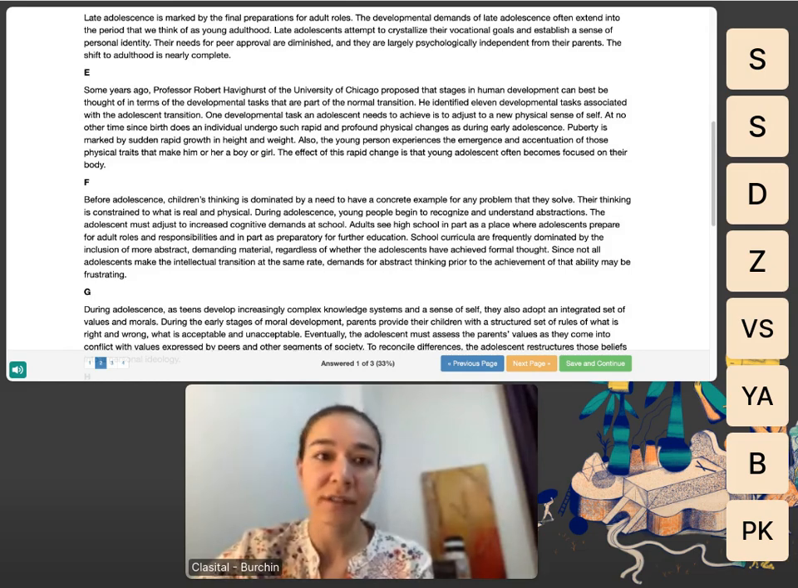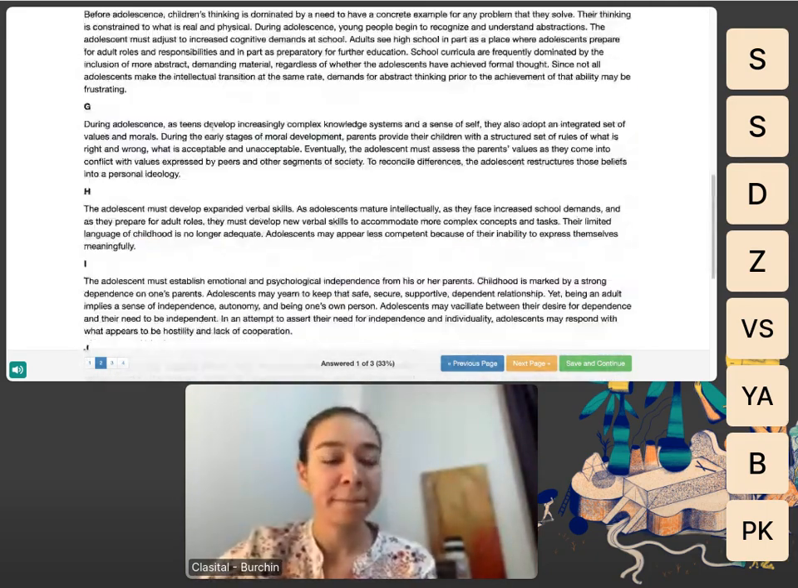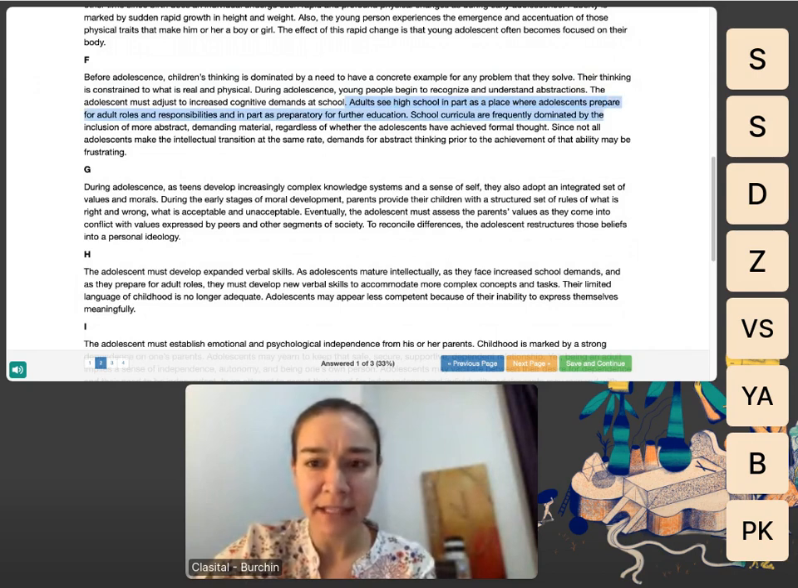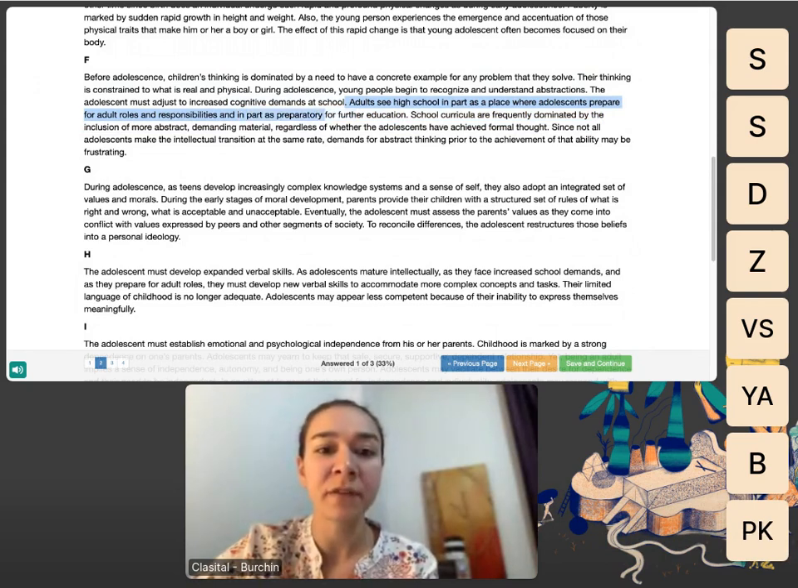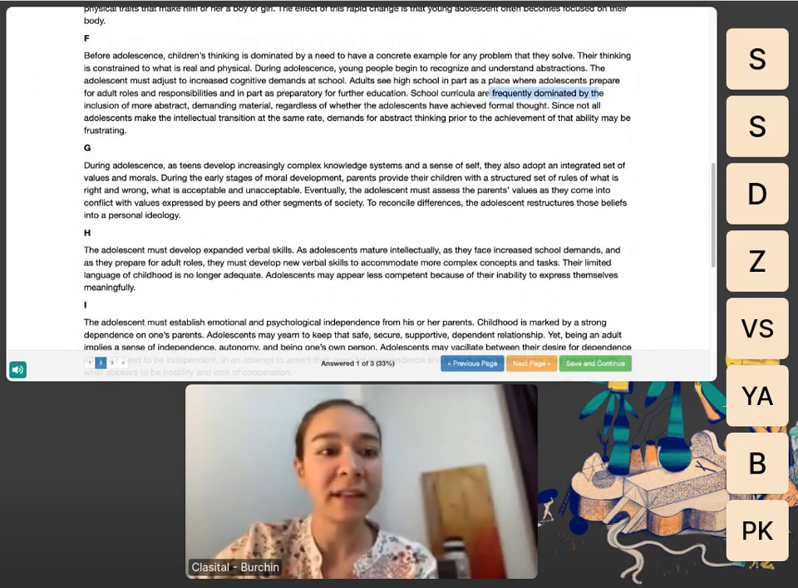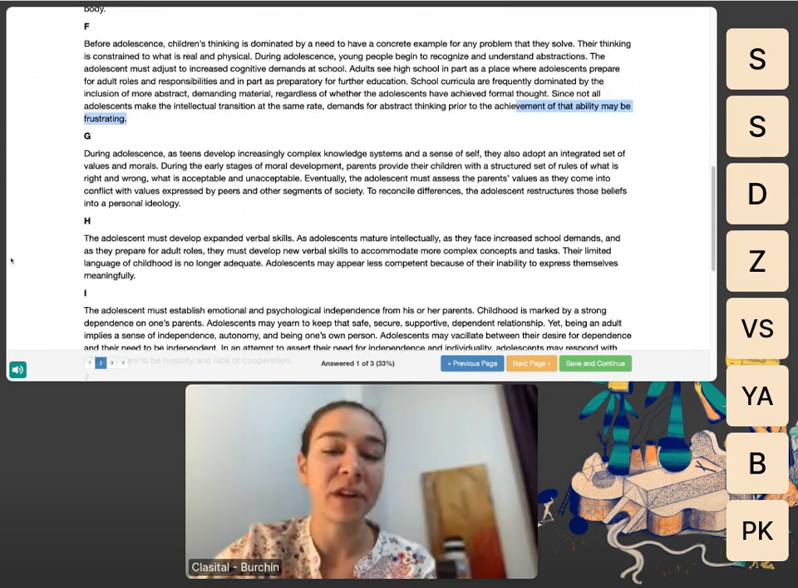8 is high school courses. So I will continue from here. I haven't seen anything about high school here while I'm skimming it. High school, they're thinking. Adolescence sees high school in part as a place where adolescents prepare for adult roles and responsibilities, and in part as preparatory for further education. School curricula are frequently dominated by the inclusion of more abstract, demanding materials, regardless of whether the adolescents have achieved formal thought. Since not all adolescents make the intellectual transition at the same rate, demands for abstract thinking prior to achievement of that ability may be frustrating.